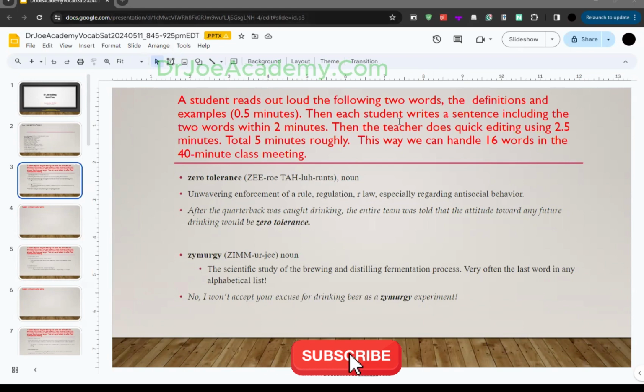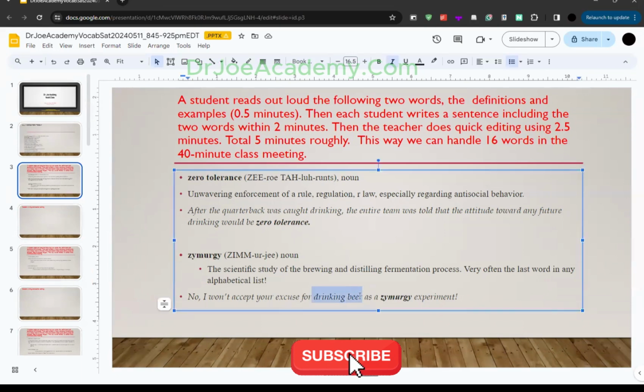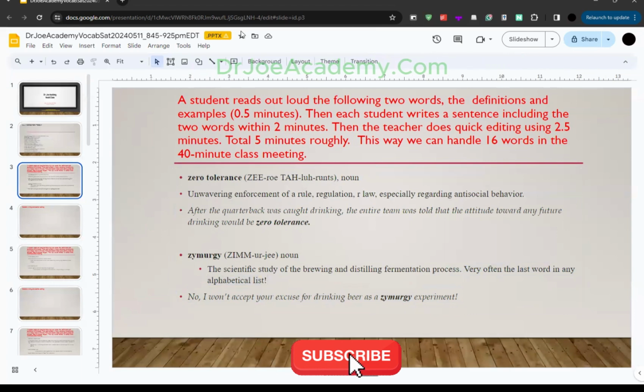Well done, Lay. So the word zymurgy is a noun as well, and it is a specific study. So the word zymurgy is a study of brewing and distilling and a fermentation process. So usually this happens when you're fermenting alcohol and things to drink, and that specific process is called zymurgy. And studying it, that's all referred to as zymurgy. And here it tells us that it can often be the last word in any alphabetical list.